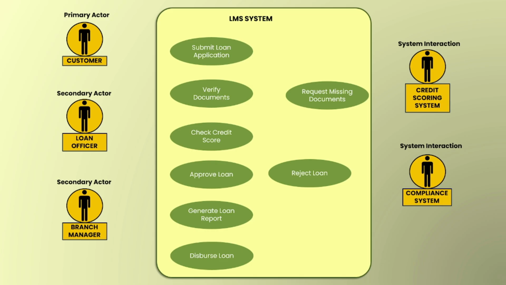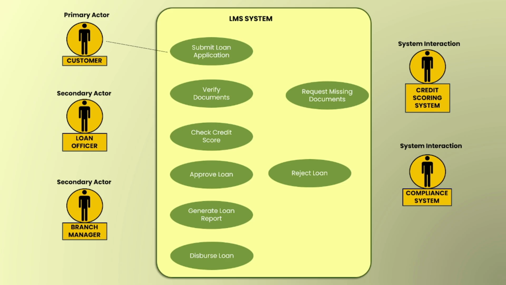Now let's move on and draw some relationships here to get deeper into the use case diagram. So here we go. First is the primary actor. The primary actor has a relationship. He is interacting, that is the customer, with submission of loan application. It means the use case for that primary actor is submission of loan application.